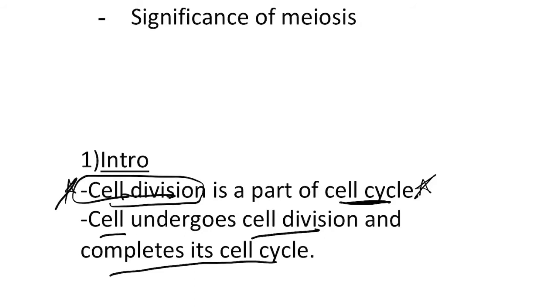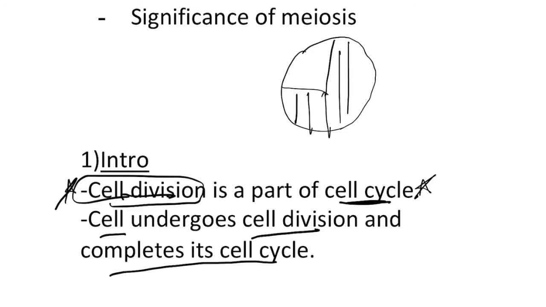When we talk about the cell cycle, we have interphase and we have M phase. This is the M phase and the rest is the interphase, because interphase lasts for more than 95% of the duration. This M phase is called the mitosis phase. During this phase the cell divides. So cell division is a part of the cell cycle, correct?